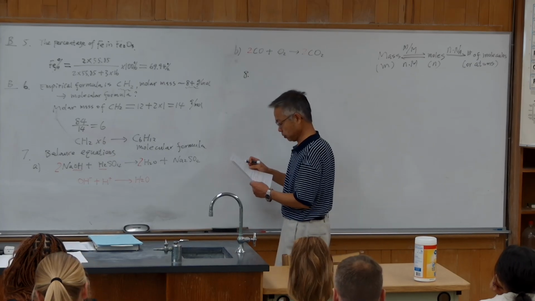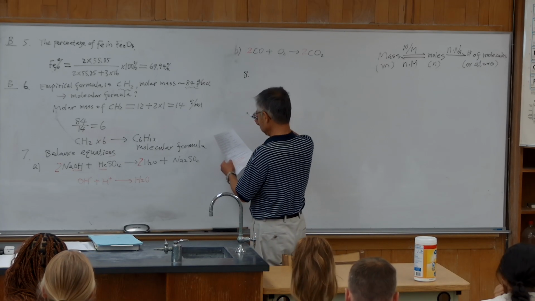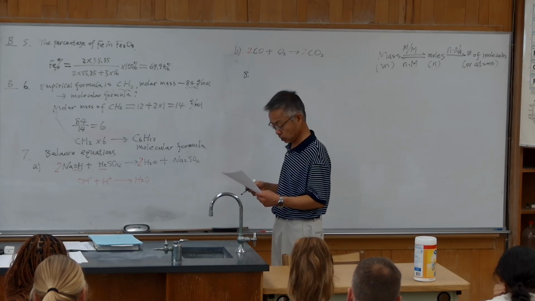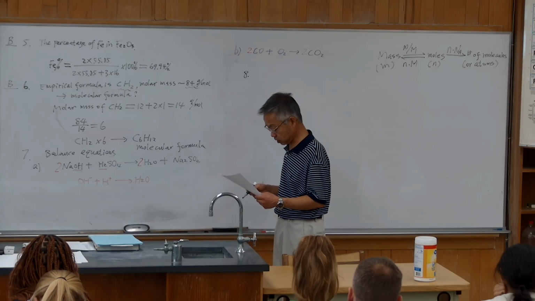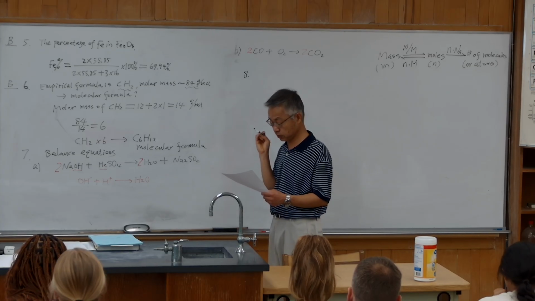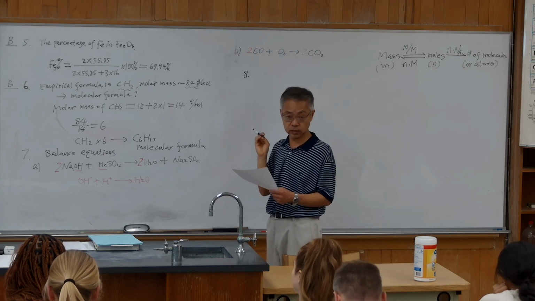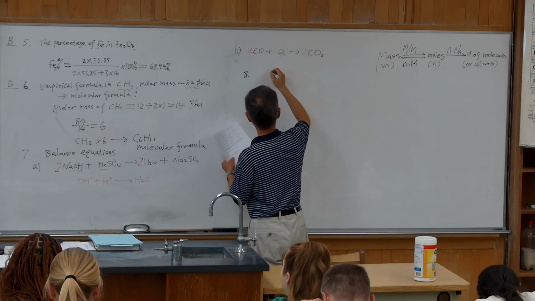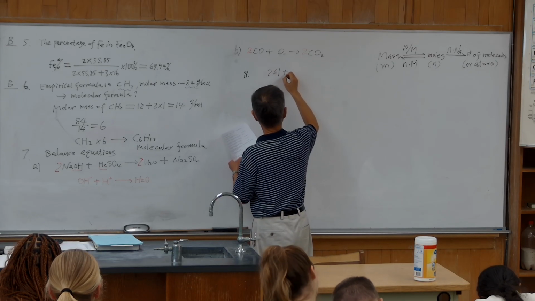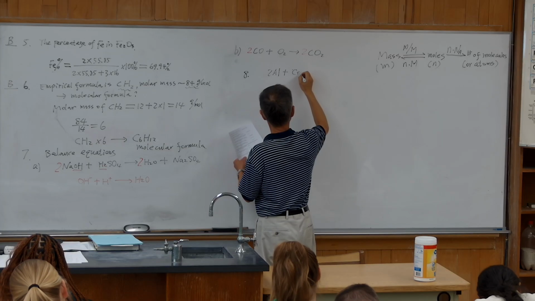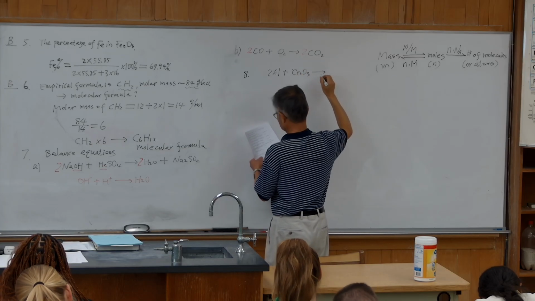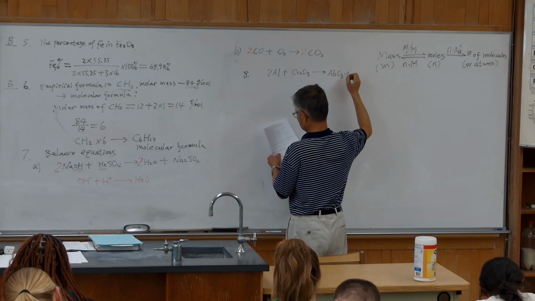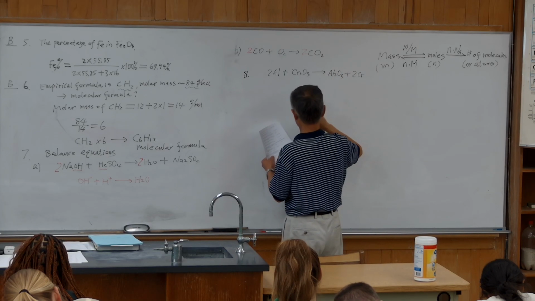Okay, so listen carefully. This is about calculating theoretical yield. Figure out the limiting reagent first, then calculate the theoretical yield, then calculate the percent yield. So the reaction is aluminum reacting with Cr2O3, to produce Al2O3 and 2 chromium.